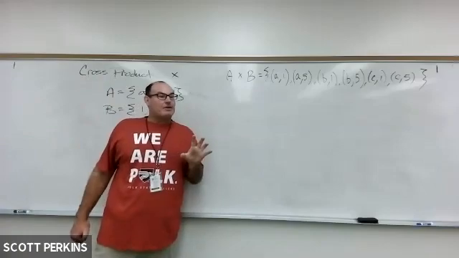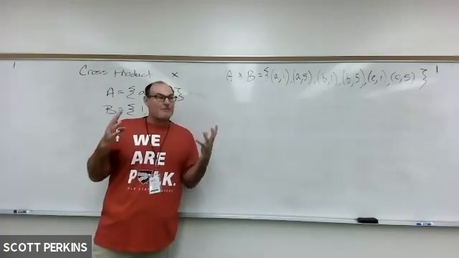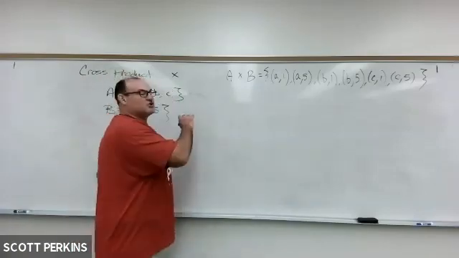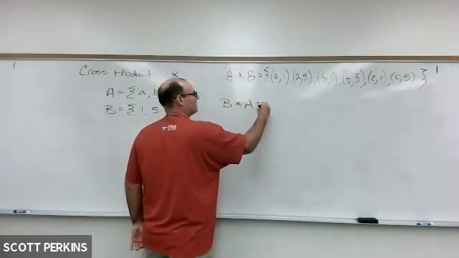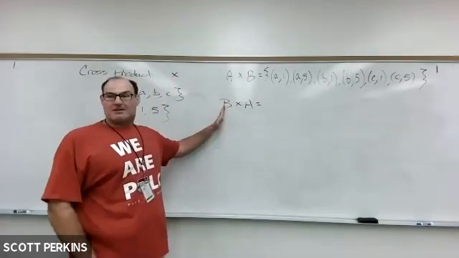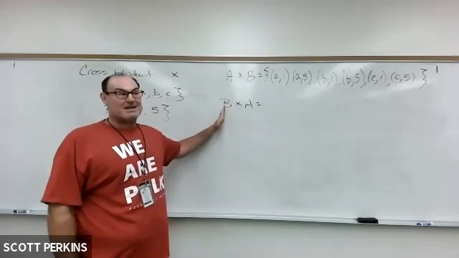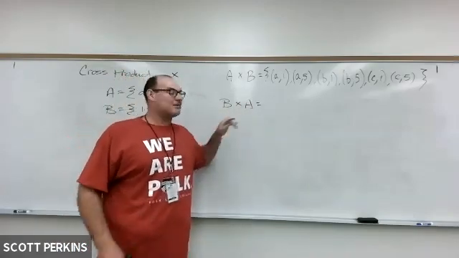What I would like you to do then, because the order matters for the cross product, is to flip it around. I would like you to do B cross A. So the first element of each ordered pair is going to be something from B, and the second element of the ordered pair is going to be something from A.